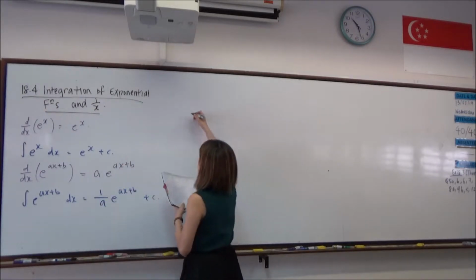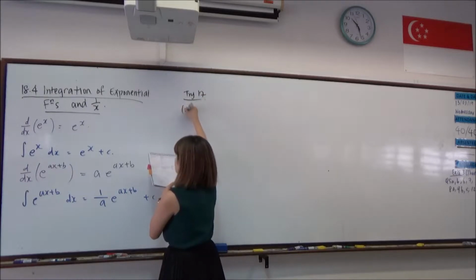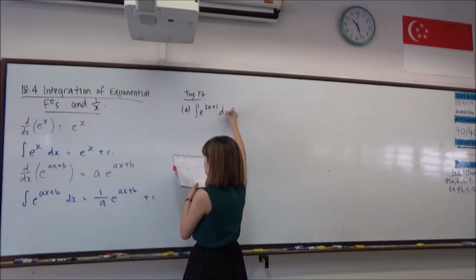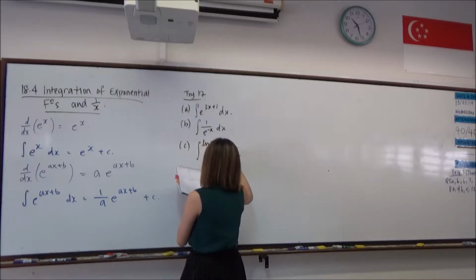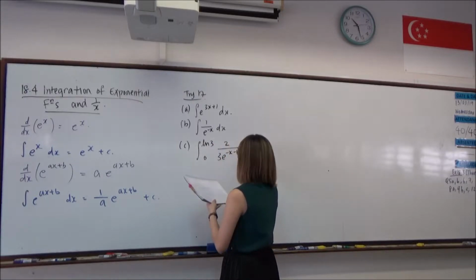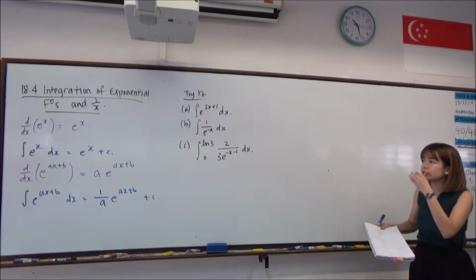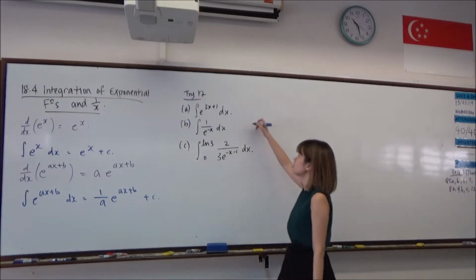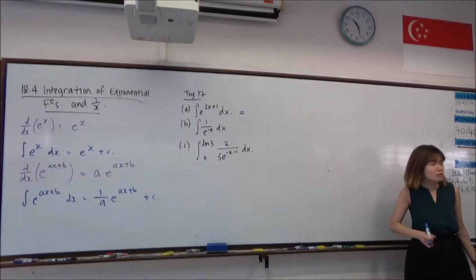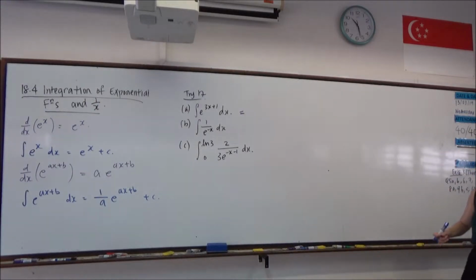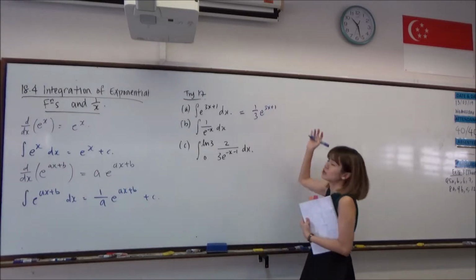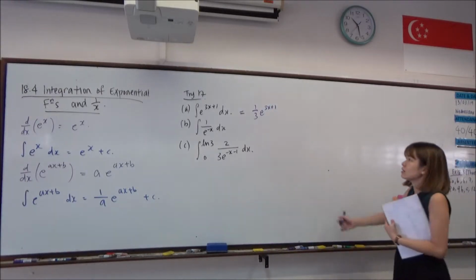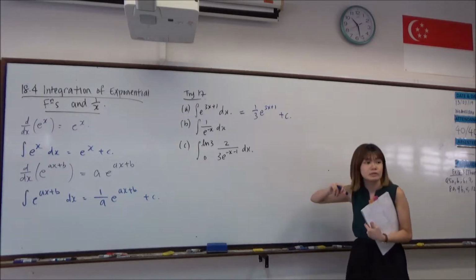So let's look at try 17. For try 17 part A, what do you think our integral would be equal to? 1 over 3 e to the power 3x plus 1, or you can write e to the power 3x plus 1 then divide by 3, it refers to the same thing. Correct? Then after that you remember to put a plus c also.